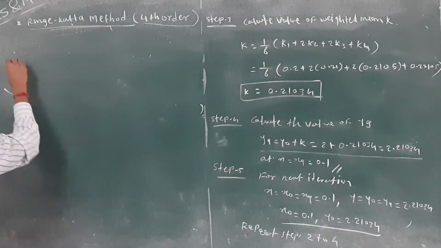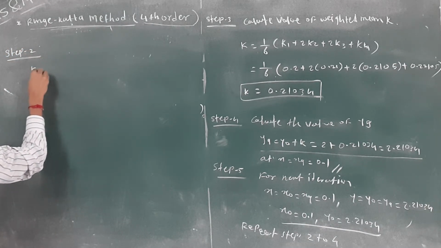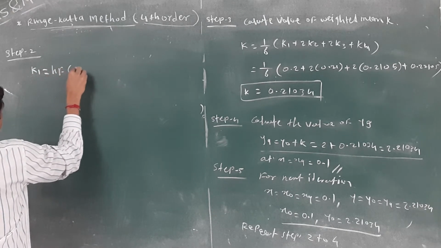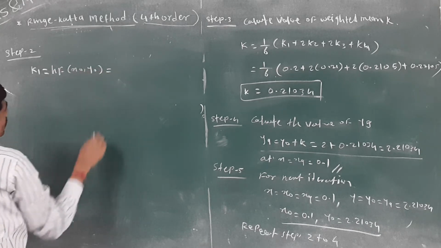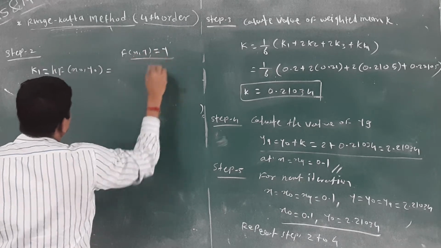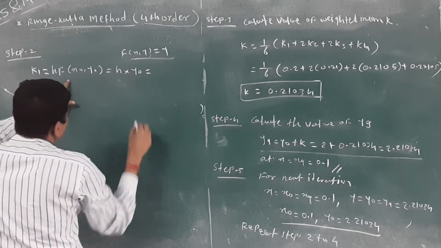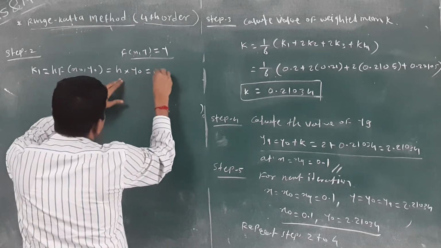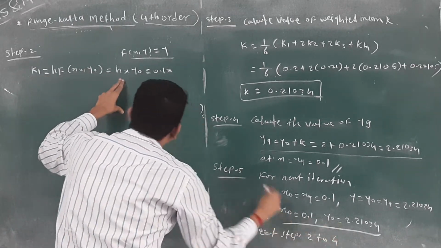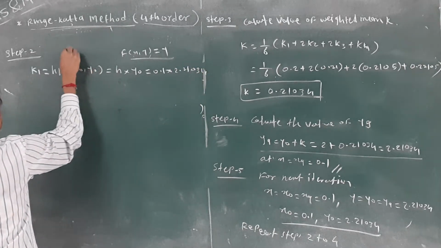In step number 2, you have to calculate the value of k1. How to calculate the value of k1? h f of x0, y0. But our function is f of x, y is equal to what? Only y is given. That's why we eliminate this and we will get h into y0. What is the value of h? 0.1 into what is the value of y0? Check the new value, 2.21034. This is the iteration number 2.